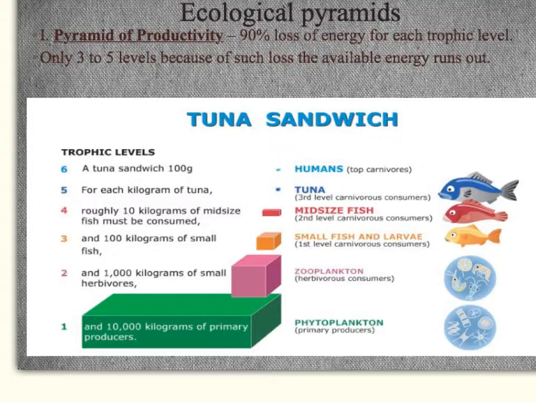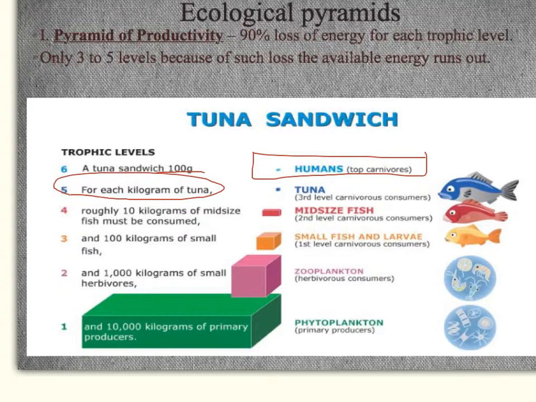So I'm going to work on this one, going in a backwards direction. So humans here, we're the top carnivore. Our tuna fish sandwich is going to have approximately 100 grams of tuna fish. We're going to get 100 grams of tuna fish for each kilogram of tuna. Now, that tuna has to eat approximately 10 kilograms of mid-sized fish. All right? So the mid-sized fish are going to eat approximately 100 kilograms of our small fish.